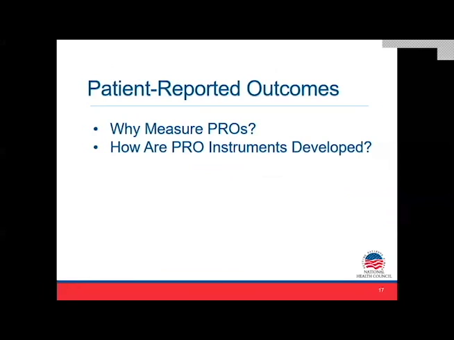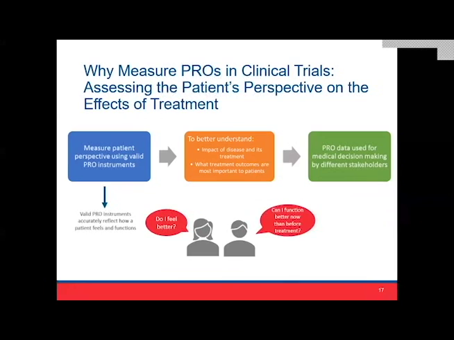So with the PROs, questions that we can ask at this point are, why do we measure PROs, and who are we measuring them for, and how do they use them? And then we'll talk a little bit about how PRO instruments are developed. And I hope to illustrate some of these ideas through examples. So why do we measure PROs in clinical trials? This gives you an overview of what we do.